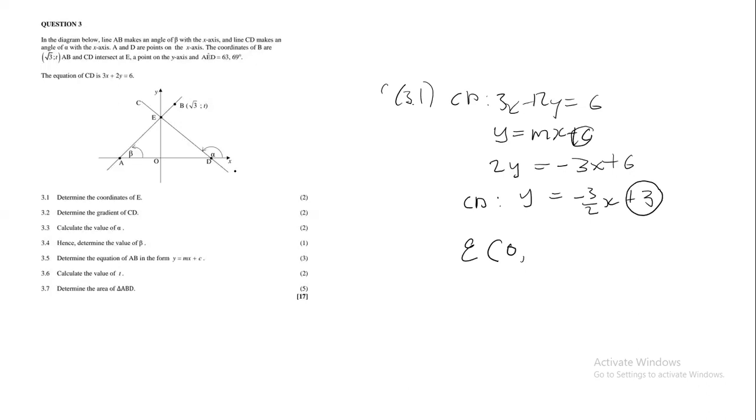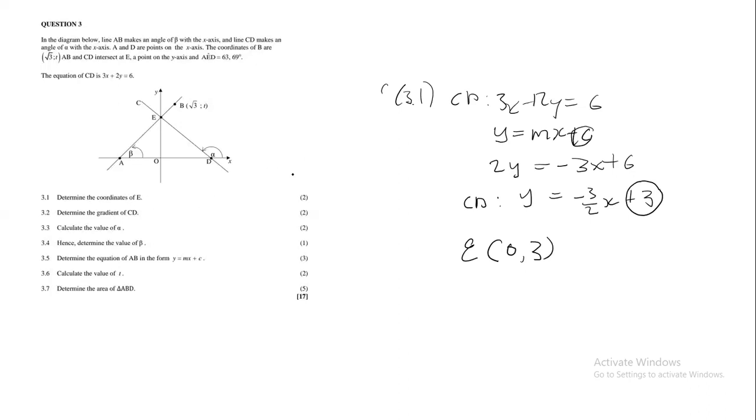That means this equation of CD passes through positive 3, which is the y-intercept of the equation. Therefore, point E is also the y-intercept. So the y value of E in this case is going to be positive 3. And therefore, this is the final answer, whereby the question wanted us to determine the coordinates of E.